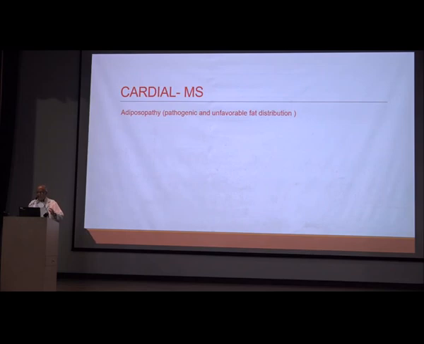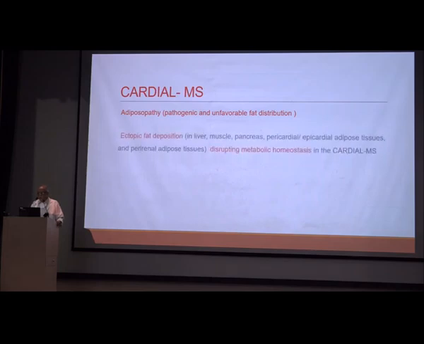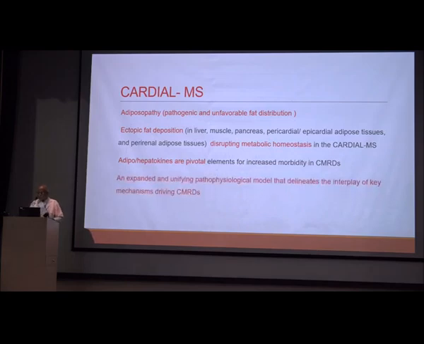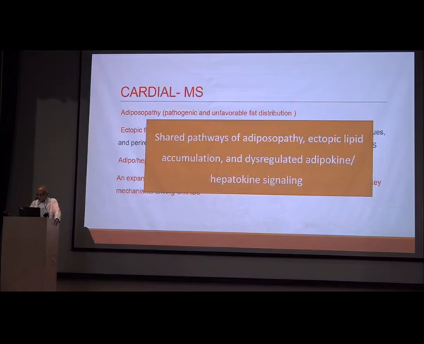So cardiac MS is primarily adiposopathy, as I told you in the beginning, unfavorable distribution. And this disrupts your metabolic homeostasis. And these are the pivotal elements for increased morbidity of cardiometabolic renal disorders which these patients may have, in addition to MASLD. So you need to have an expanded pathophysiological model that will delineate the interplay of these mechanisms driving the CMRDs. So you have the shared pathways for these, as I've emphasized.